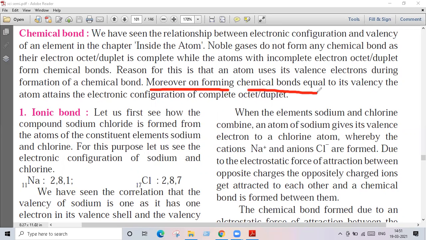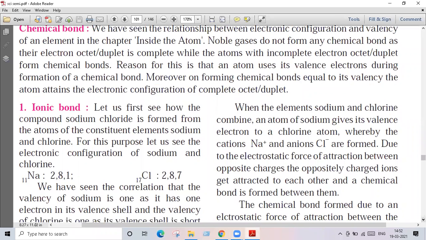They form various kinds of bonds. Moreover, on forming a chemical bond equal to its valency, the atom attains the electronic configuration of complete octet or duplet. So what is octet, guys? See, you can see 8. 8 means octet. So the last orbit of the atom should be filled.